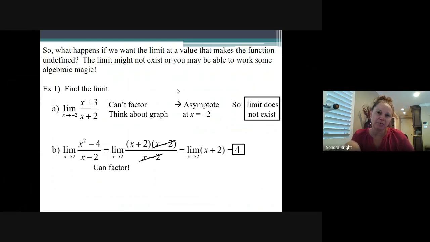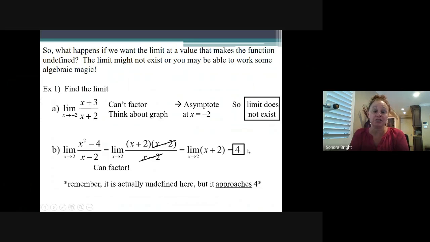This was an example of what we called a removable discontinuity back in Algebra 2. It ends up being this straight line, but with an open dot there when x is 2, because in the original problem, x can't equal 2, right? But the limit as x approaches 2 from the left and from the right is 4. And so it's actually undefined at x equals 2, but the limit exists because from the left and from the right, you end up getting that.